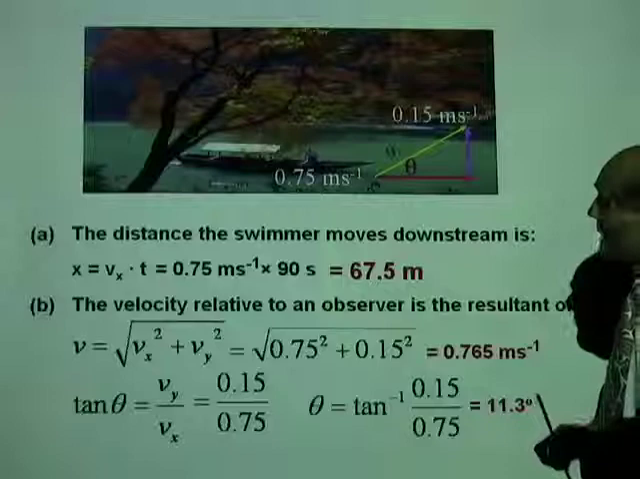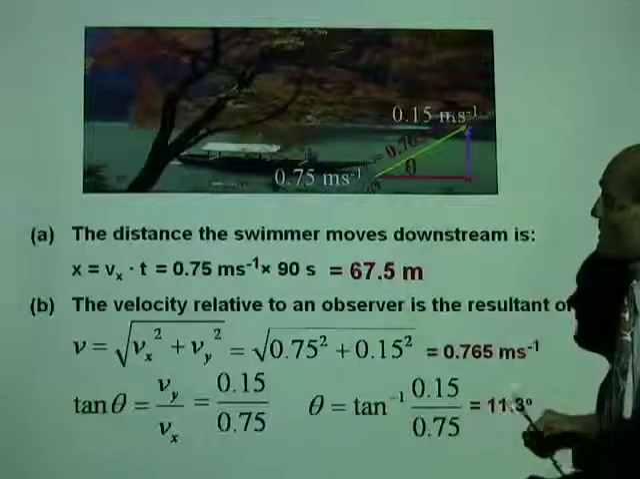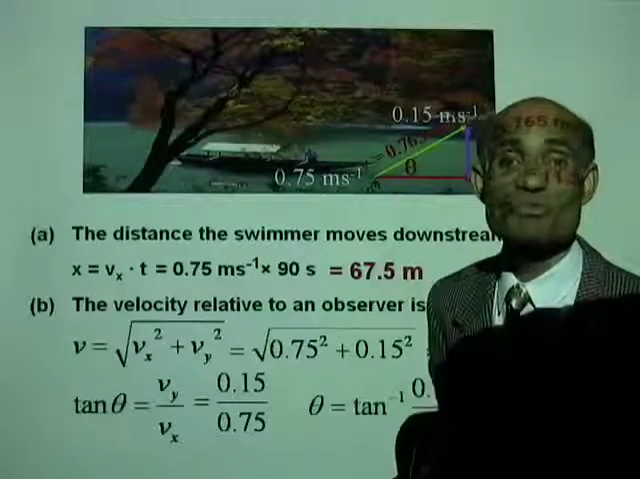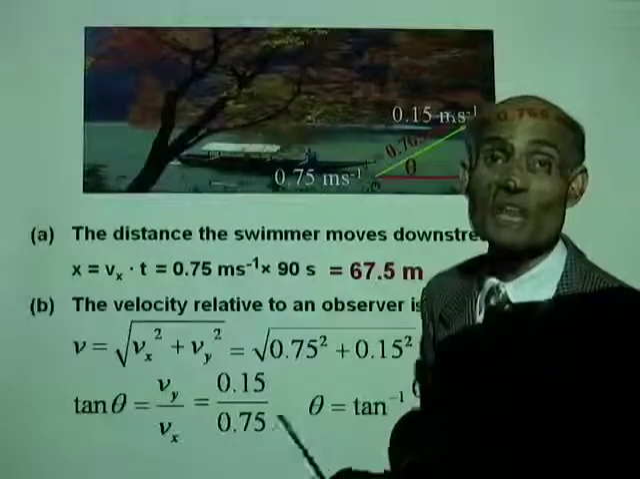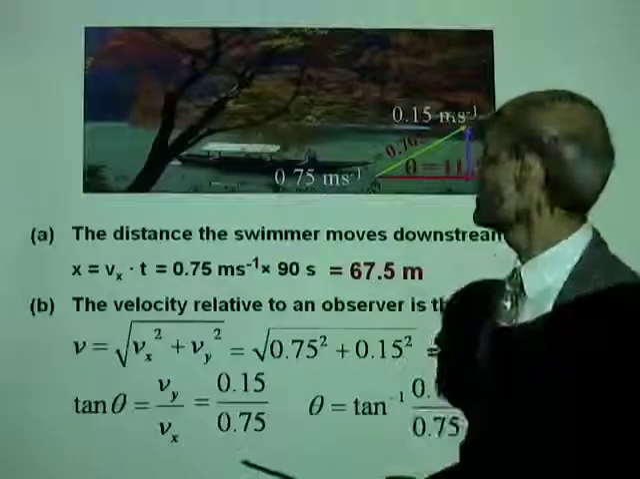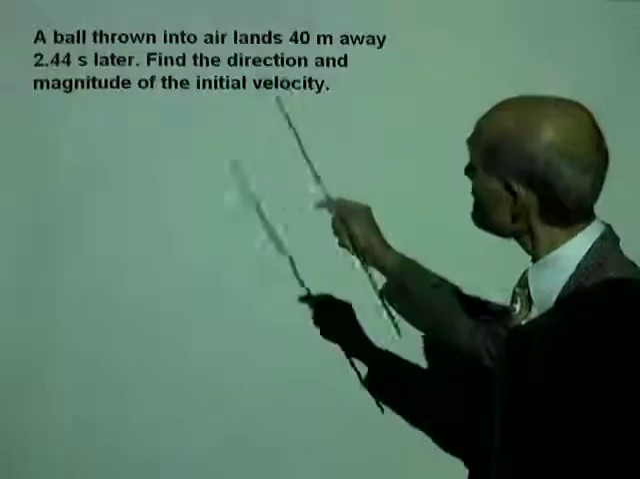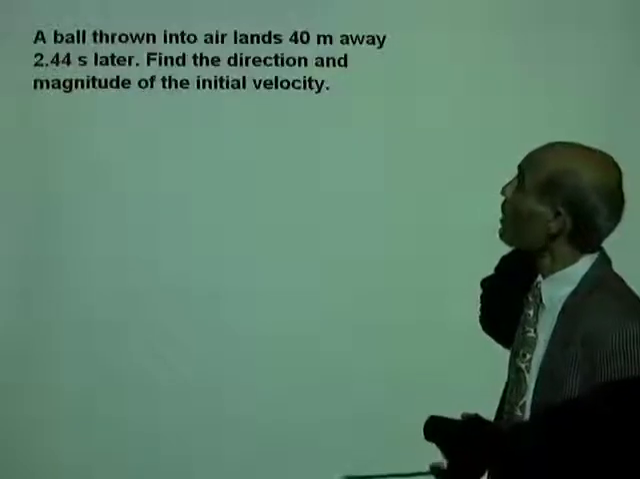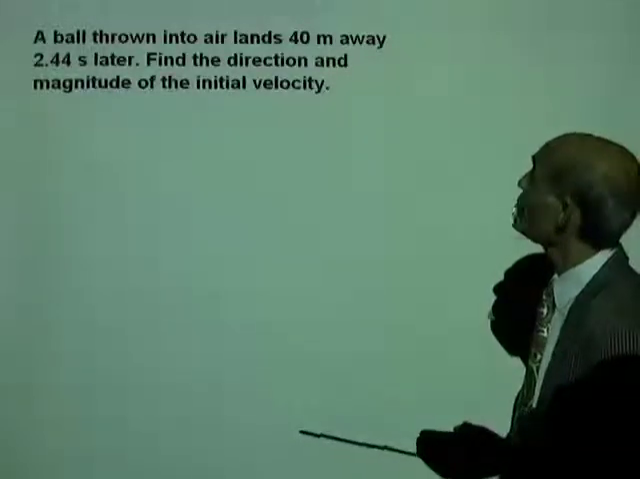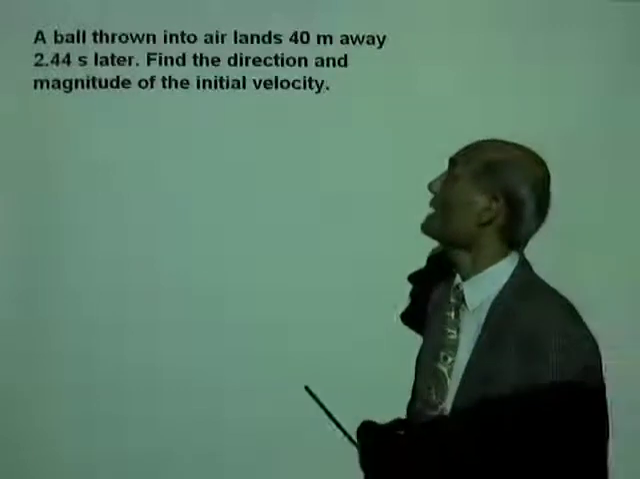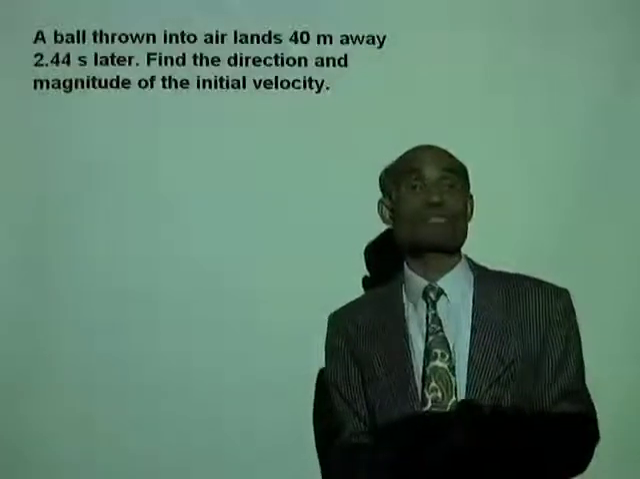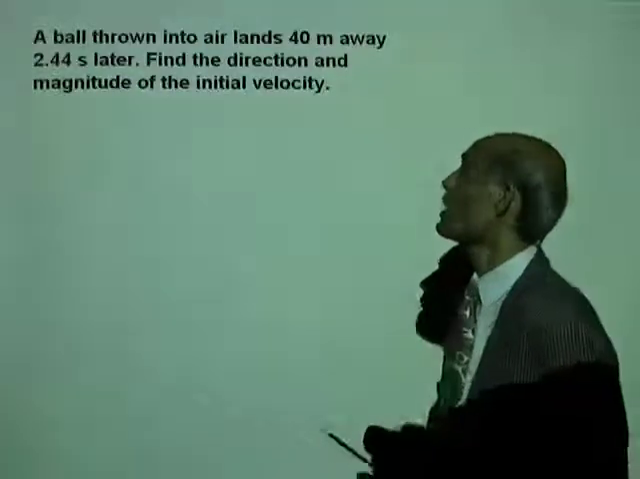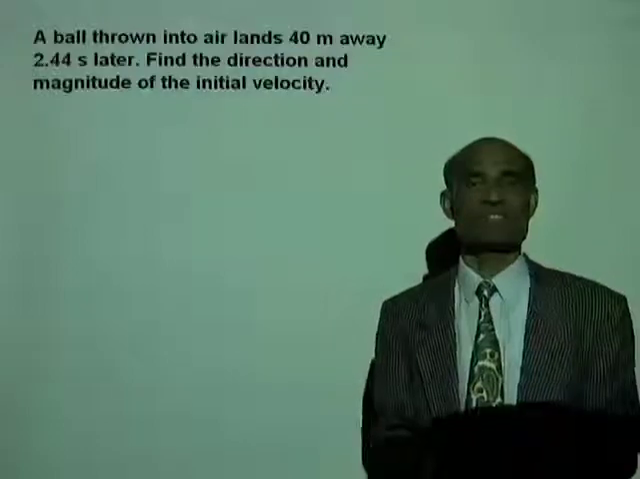Well, that is the velocity. I think we did a number of representative problems from projectile motion and relative motion. Is that right? Alright, let's look at one more problem. A ball thrown into the air lands 40 meters away 2.44 seconds later. Find the direction and magnitude of the initial velocity.